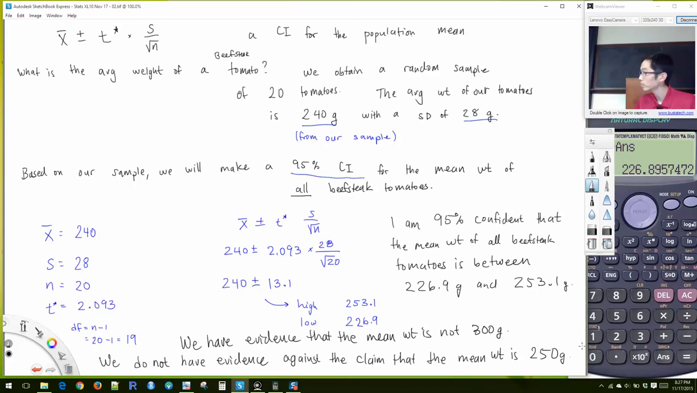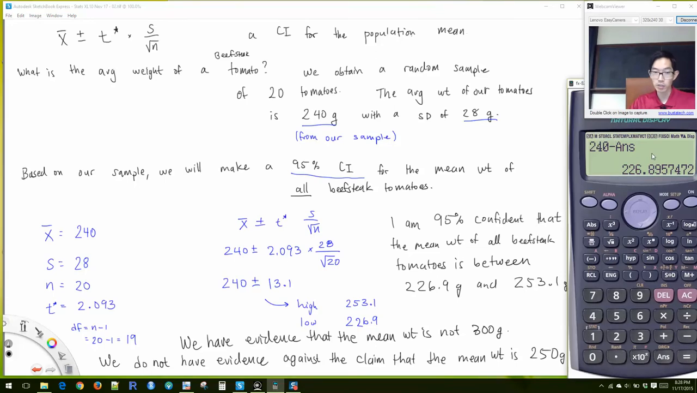Good, yes. Can you show me how you calculate that again with the high and the low? Or the first one, the 28 divided by the square root of 20. This part right here? Yeah. Okay, so on my calculator, I just typed in 2.093 times 28 divided by square root button 20. So this is just how I'm typing it in my calculator here. And then, whoops, I don't want the plus, and then I just hit equals, and there I get 13.1. All right, is that okay?